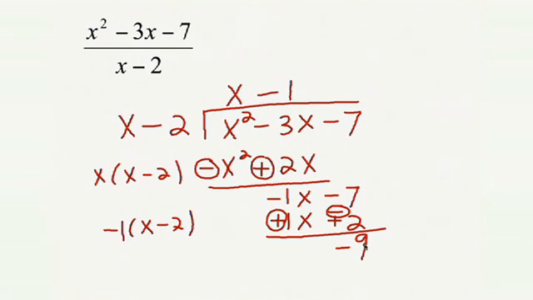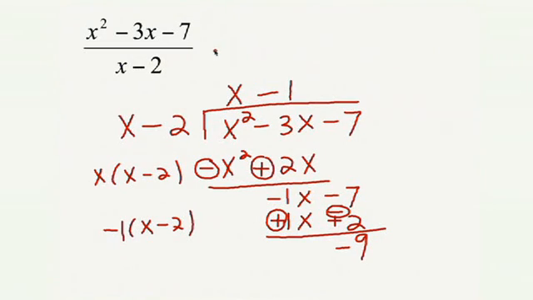And one of the strange things about polynomial division is that the remainder can be a negative number as well as being a positive number. When you do long division with numbers, your remainder is always positive. So here, my answer is x minus 1.